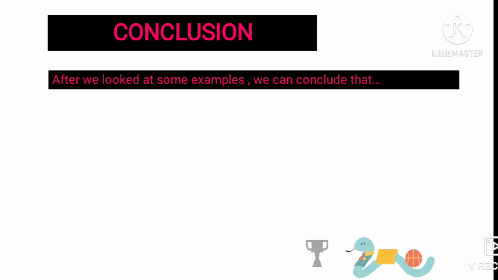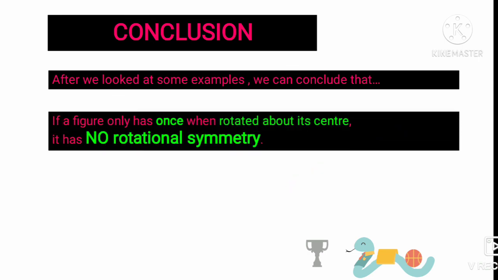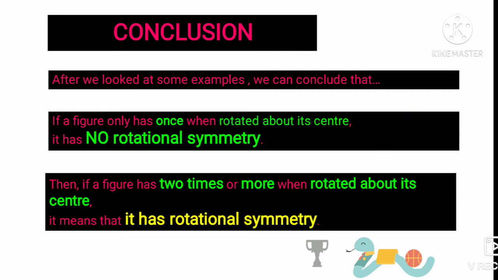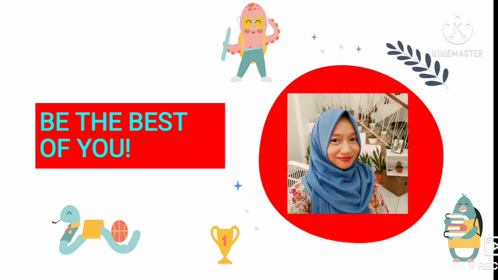So, conclusion: after we look at some examples, we can conclude that if a figure fits only once when rotated about its center, we say it has no rotational symmetry. Then, if a figure fits 2 times or more when rotated about its center, it means that it has rotational symmetry. That's it.